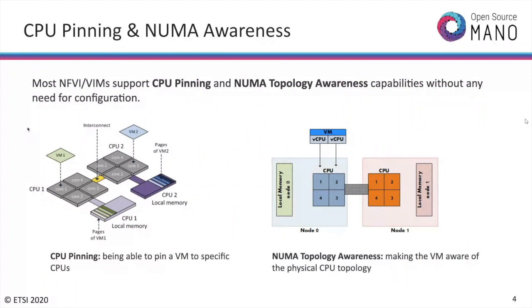So this is a bigger diagram just to show that you can pin virtual machines in specific cores. You can let them access local memory instead of going through an interconnection between nodes in a server. So everything here is how you leverage the physical resources that you get in any given server, so that you can increase the performance of your VMs.